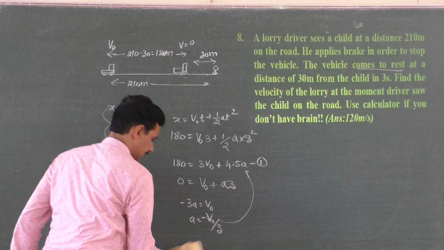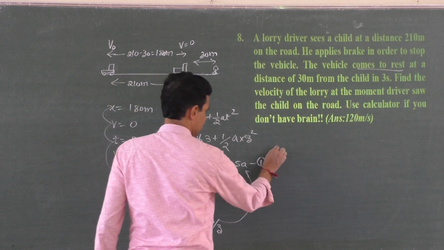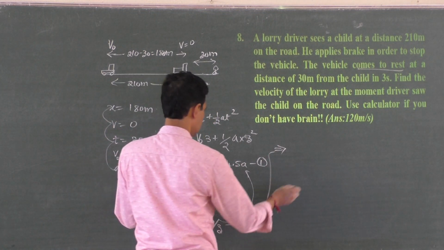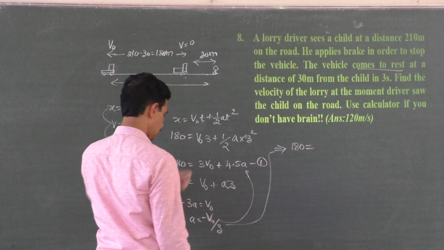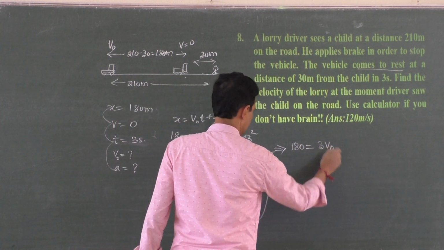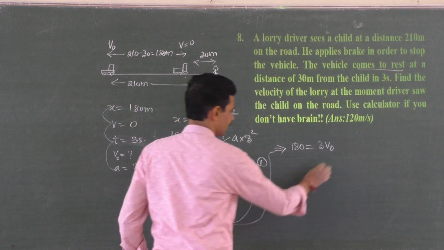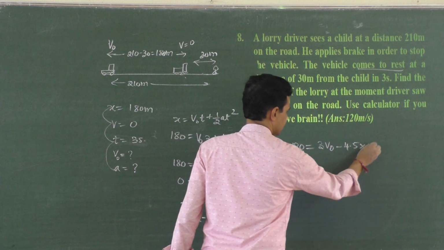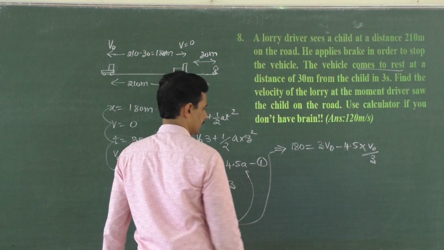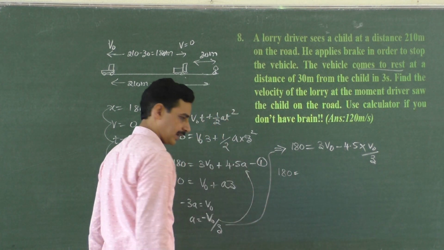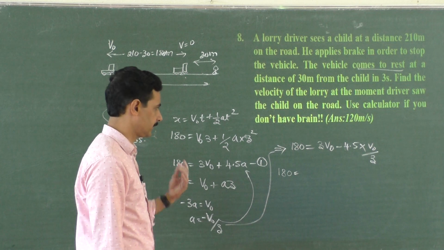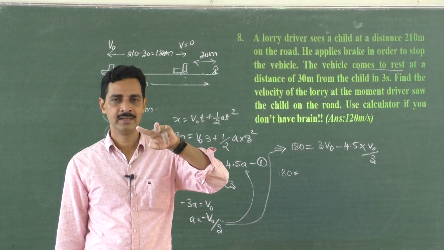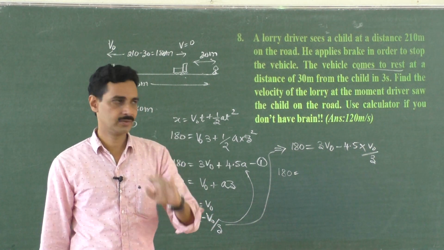See, whether we will get the answer or not. We have to substitute from here. 180 is equal to 3V0, V0 is needed, minus 4.5 into minus V0/3. I put minus already. It is a little different type of problem. Everything has unknowns, but you can write as many equations as needed. If you have two unknowns, one equation is not enough. If you have two equations, you can solve it.